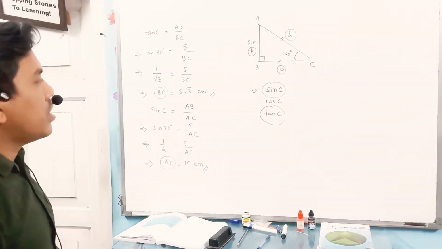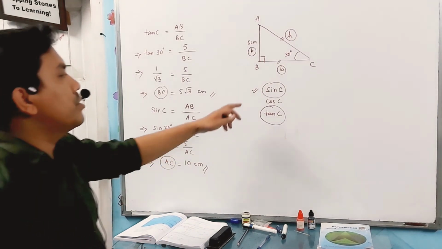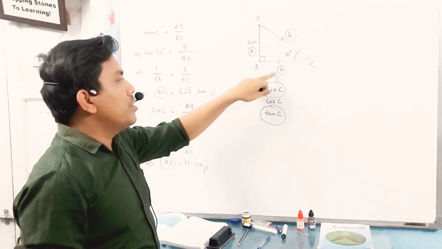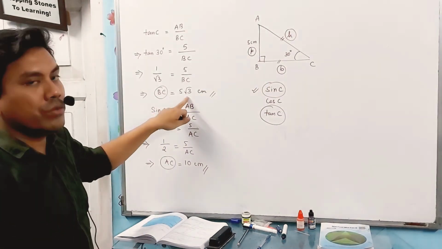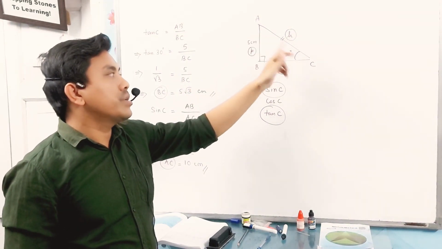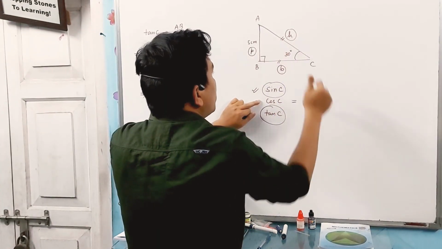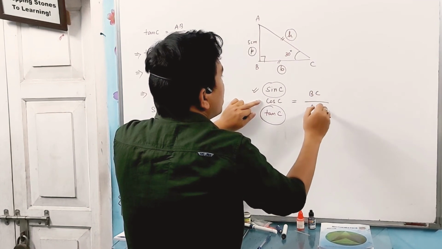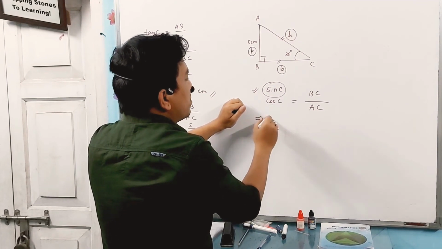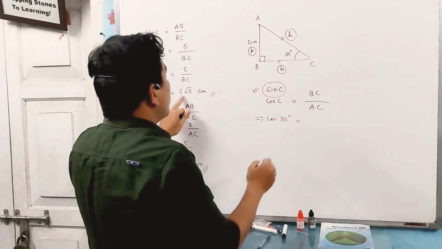Okay. So we have to check using one of the 3 ratios. We could have also used cos C, because we knew the base BC we got as 5 root 3. We could have got AC by using cos C also, because cos C is BC by AC, isn't it? So the angle value is already given. Cos 30 degree equal to BC by AC, and BC we already know it is 5 root 3.